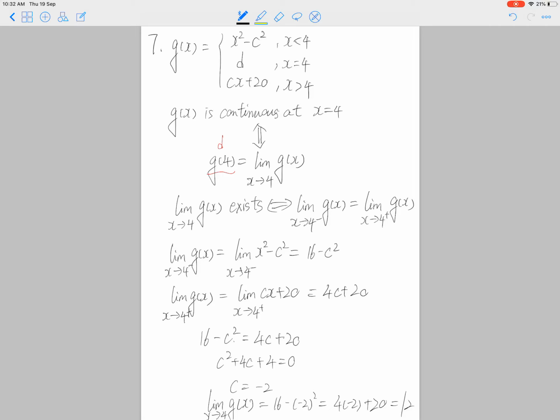The limit value should be the same as g's value, right? So g(4) equals 12, and g(4) is what? g(4) is d, exactly d. So c is negative 2, d is 12. Okay, this is the answer.